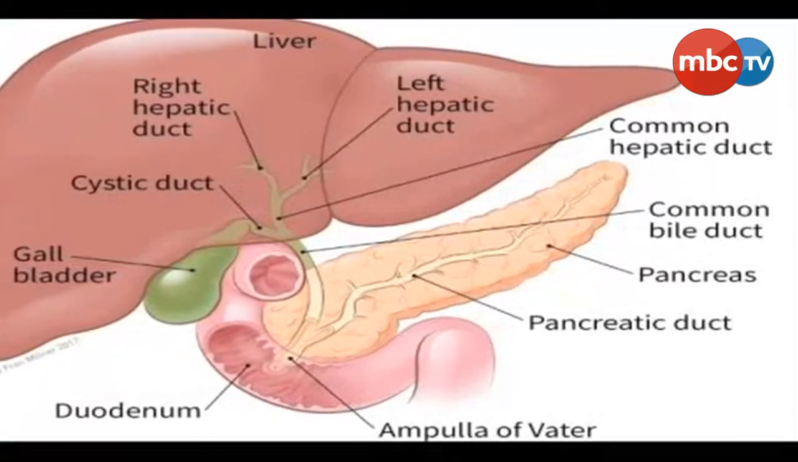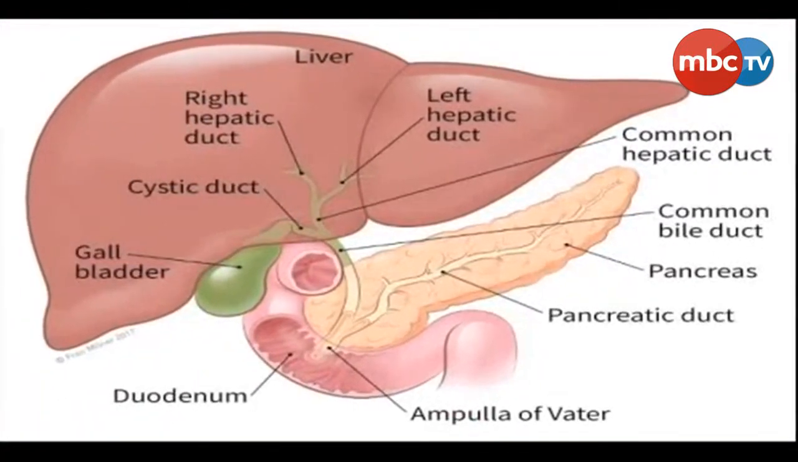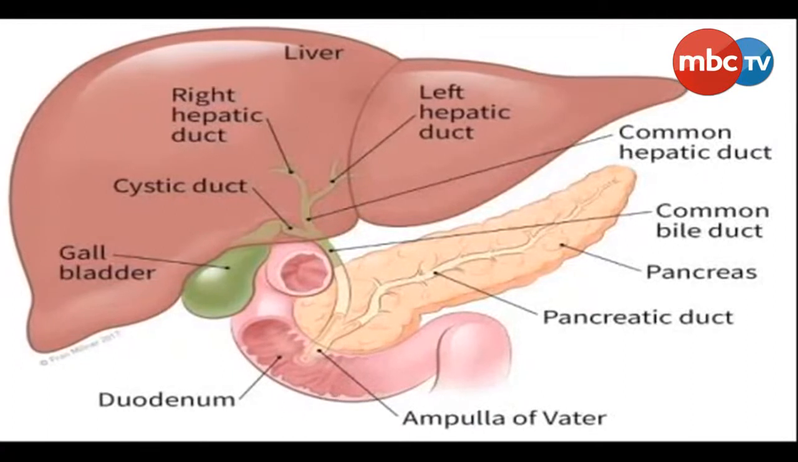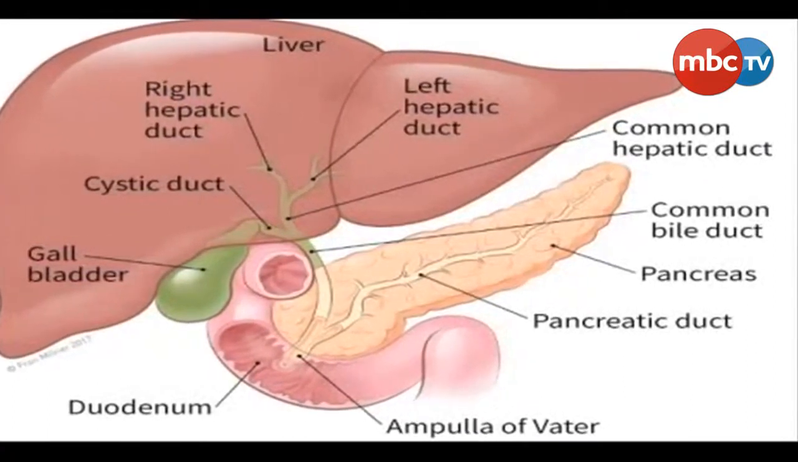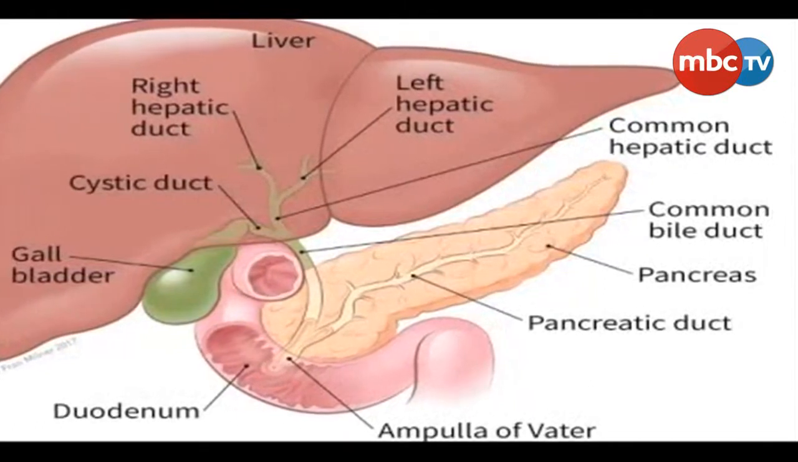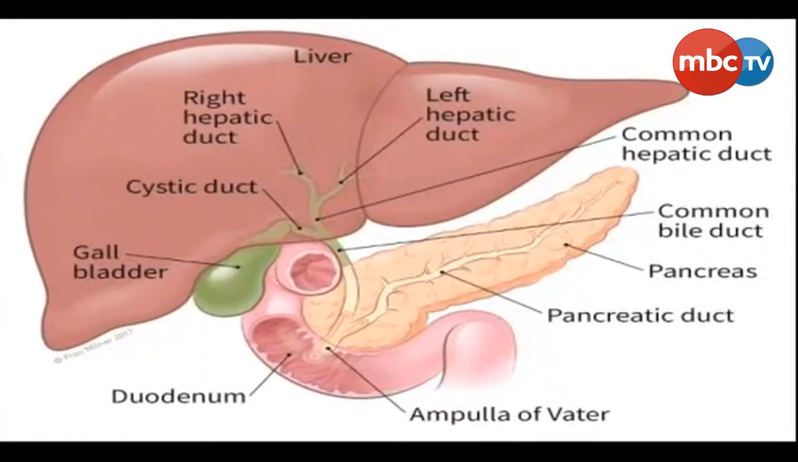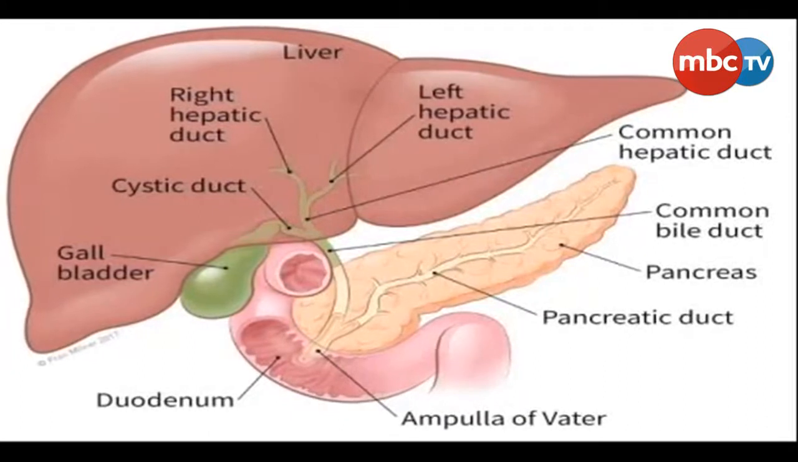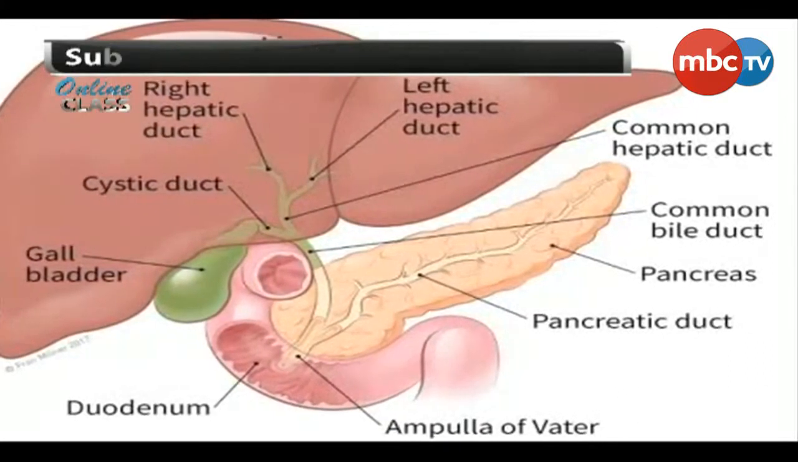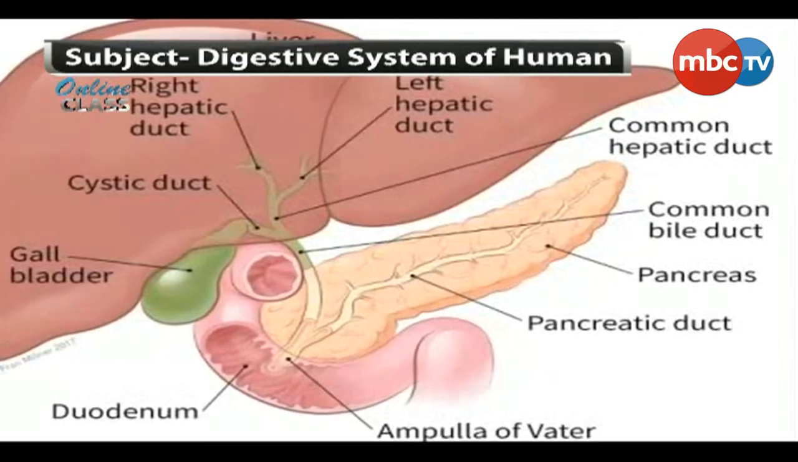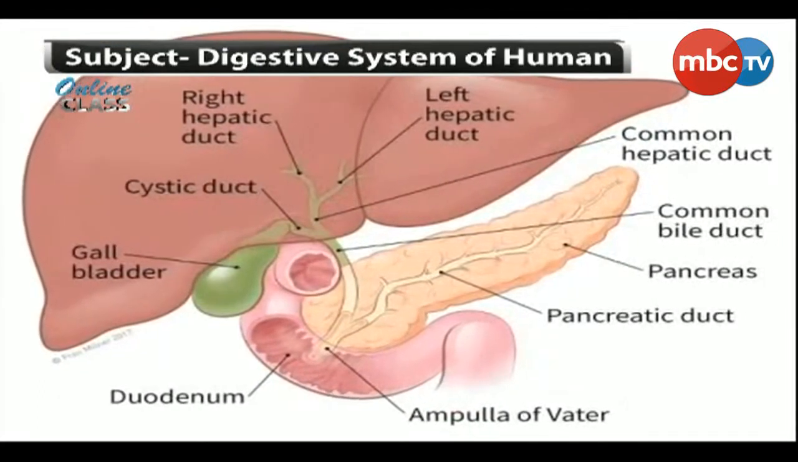As you see from the diagram, the cystic duct and the left and right ducts get combined and form the common bile duct. Just previously, the cystic duct and the common hepatic duct get mixed, and when the hepatic duct mixes with the cystic duct, they form the common bile duct.